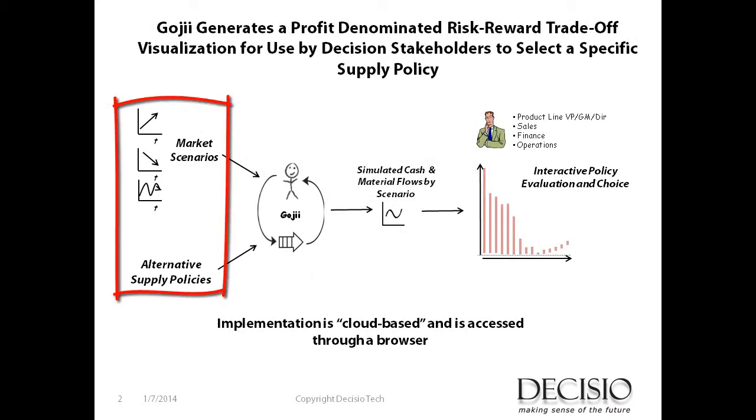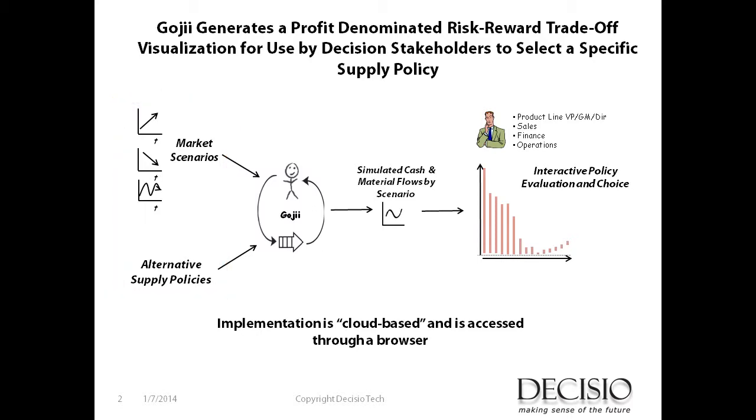All of the data for the scenarios is read from an Excel spreadsheet. Gojii runs a simulation for each scenario and stores the results in a SQL database that is visualized to support policy choices by stakeholders. There are two primary components to the input data. There is a set of market scenarios describing a range of possible external market conditions, and there is a set of supply policies. These are possible policies of which stakeholders will select one.